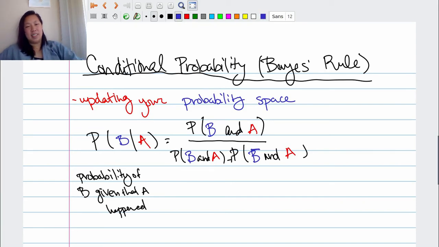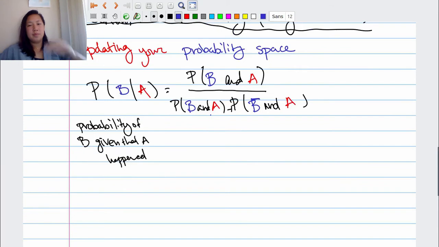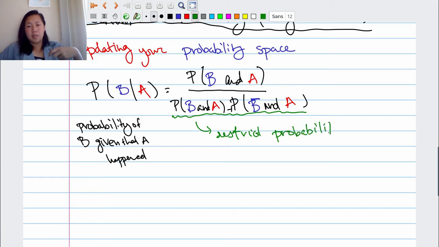So what this is saying is basically, if we know that A happened, then we're going to restrict our probability space to all of the situations in which A already happened. So here, restrict probability space to possibilities that A happened.